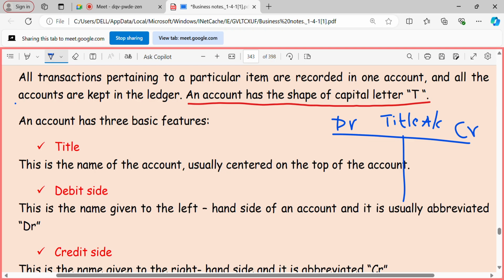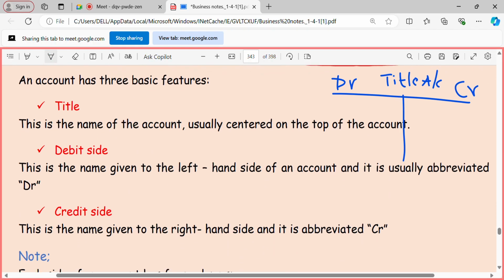Okay, so we are being told that a ledger has three basic features, and one of them is the title. This is the name of the account, usually centered at the top of the account. So the title should be centered at the top, in the middle there.